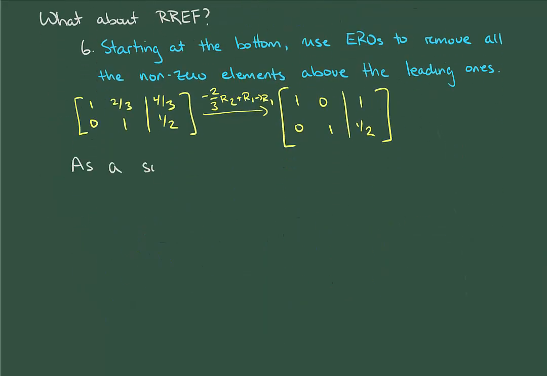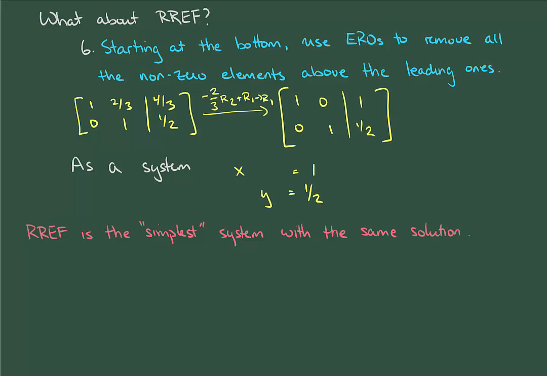So we're now in reduced row echelon form, and let's take a look at this system. We can just immediately read off the solutions. So the advantage of RREF is that it represents the simplest linear system that has the same solutions as our original linear system.